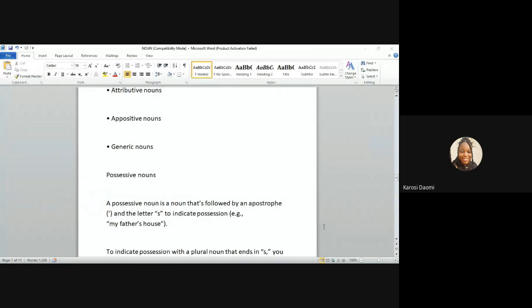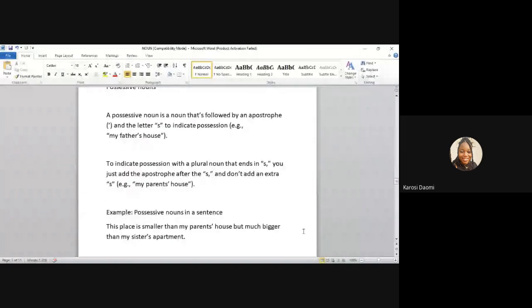I've dropped the apostrophe in the chat box. So when you're referring to a plural entity, the apostrophe is always after the S. Now, if the possession is just singular, the apostrophe is before the S. To indicate possession, as I just explained, you add the apostrophe after the S, and there's no need to add an extra S after you've added the apostrophe.